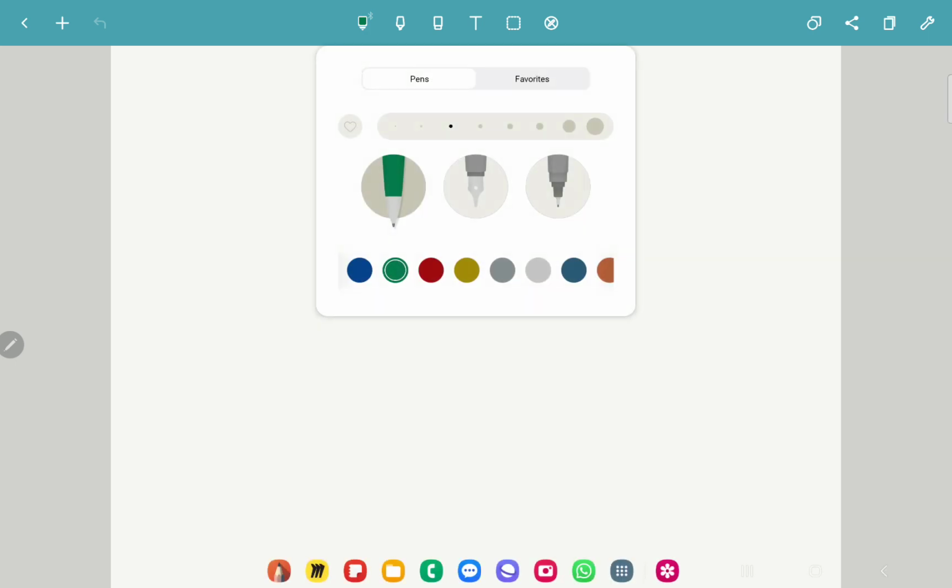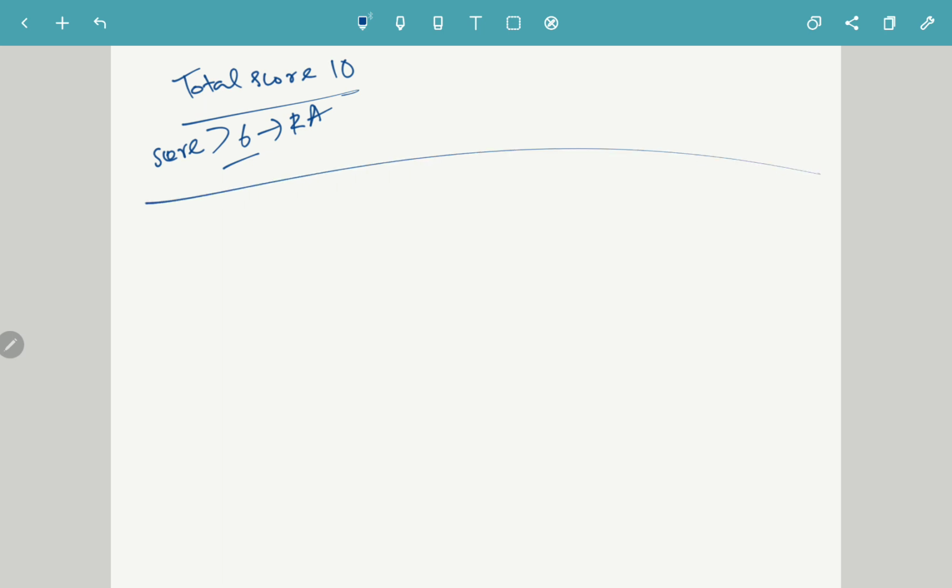So now let's move on to the classification criteria for rheumatoid arthritis. The total score that is going to be given here is 10, and a score of more than 6 will indicate rheumatoid arthritis. So first, you need to go through the criteria.